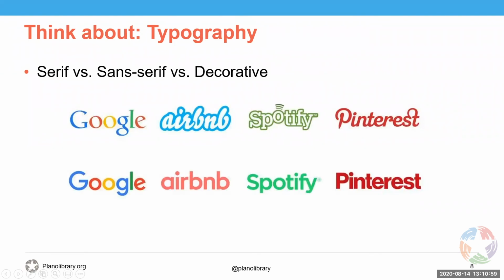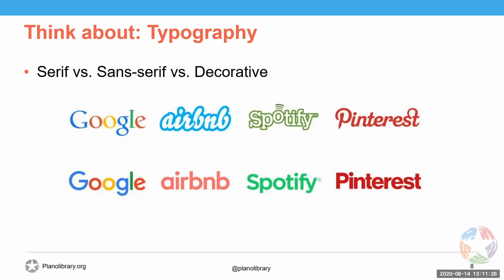So here we have examples from a lot of companies in logo form. As I mentioned before, many companies have switched now to a sans serif font. So the top row is their old logos and the bottom row is their new logos. And you can see the bottom row looks very similar to each other. All of the fonts basically look the same.